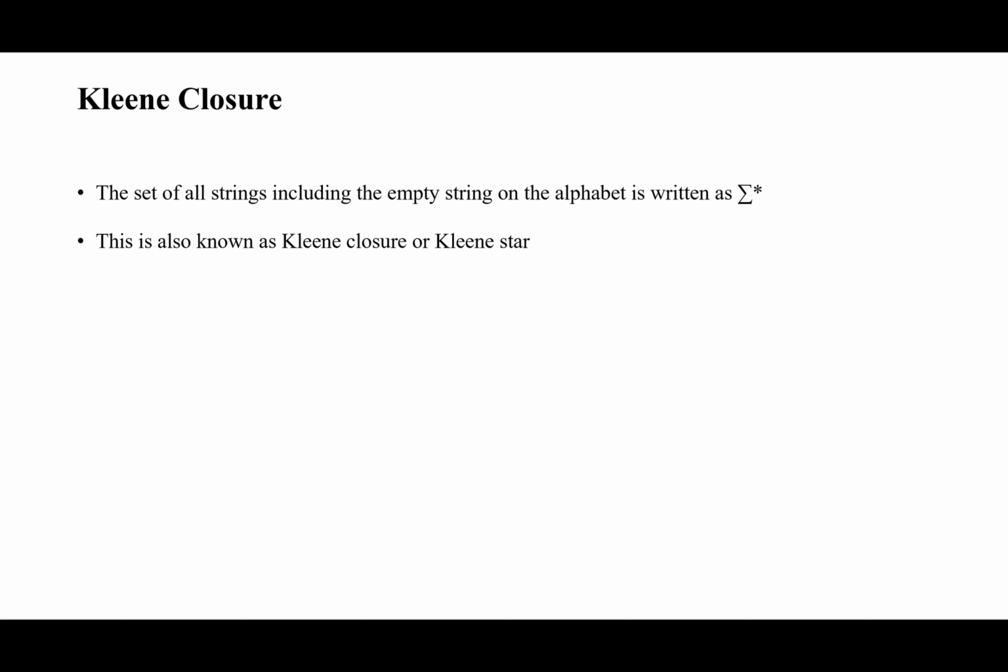A set of all the strings, including the empty string, on the alphabet sigma is written as sigma star. This is also known as Kleene closure or Kleene star, after the famous logician who was one of the founders of this particular concept. So for example, if sigma is equal to {1}, then the Kleene closure sigma star is equal to epsilon, 1, 11, 111, and so on. Since it is a Kleene closure, the empty string is also allowed.